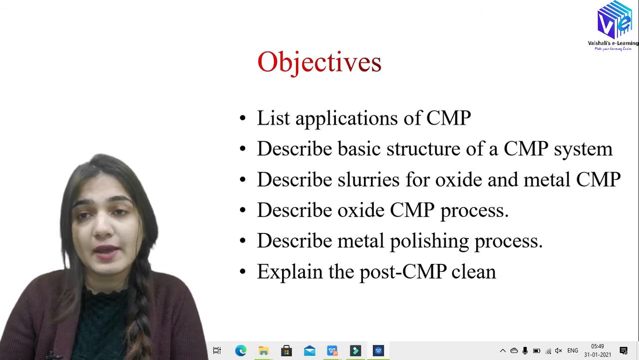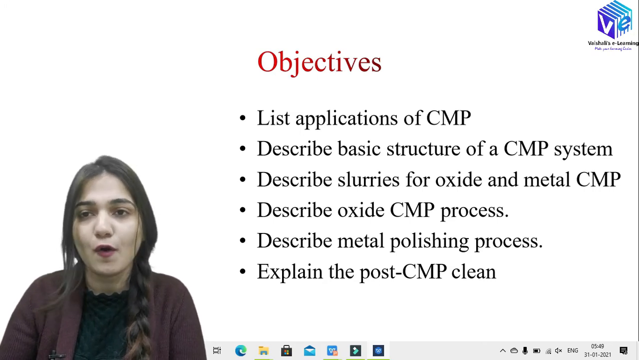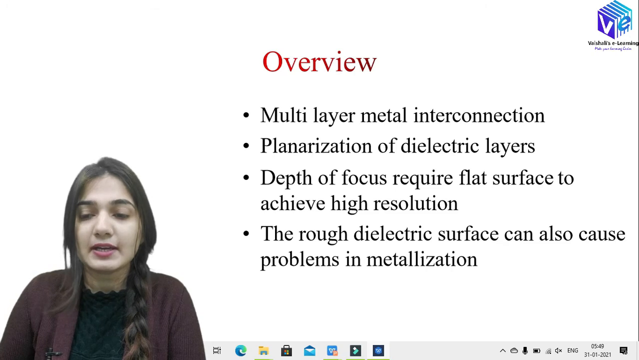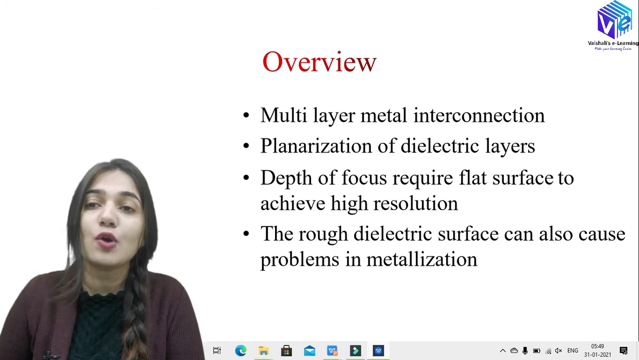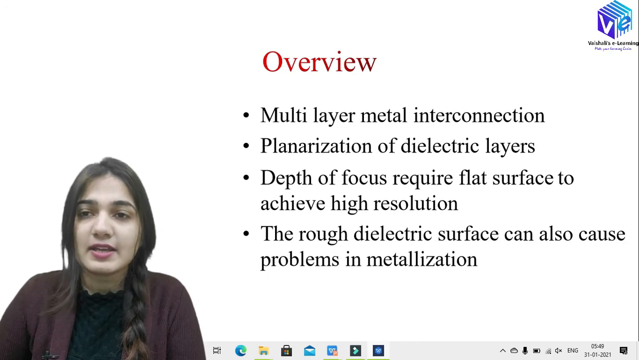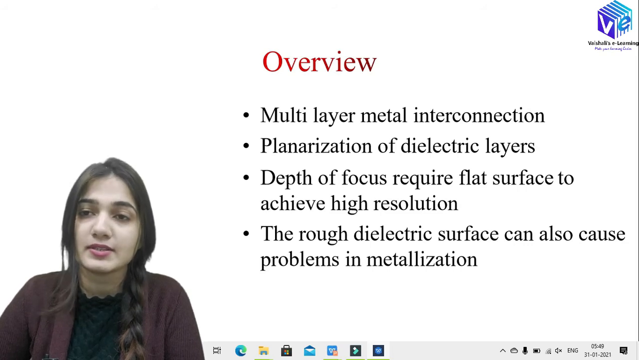Okay, so all of them are really interesting topics and we are going to see the in-depth analysis of all of them. So first of all, the overview about the CMP. Okay, when we are going to see the multi-layer metal interconnection, we are going to talk about this process of CMP. We are going to talk about the CMP in the planarization of the dielectric layers as well. We have already studied about the various dielectric layers in the playlist where we were discussing about the CVD, right? There I told you there is a requirement of the planarization.